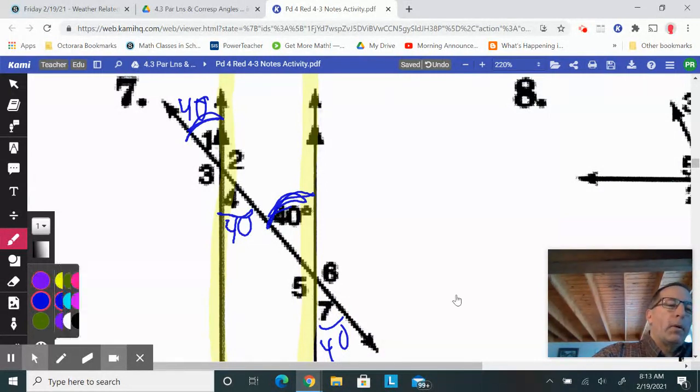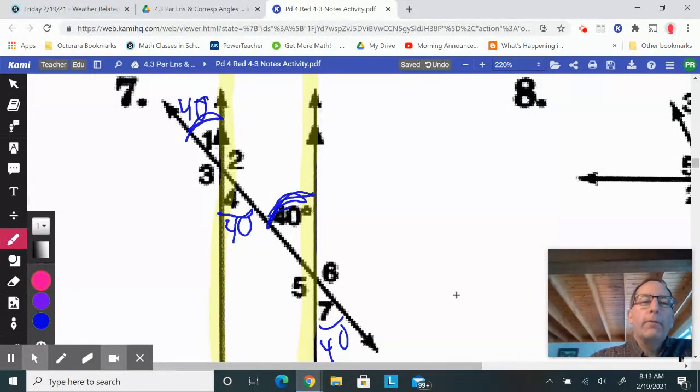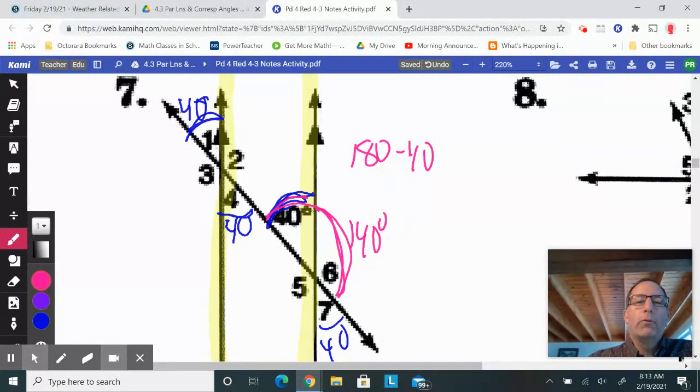And then to finish up our work here, let's go with some pink. So if that's 40 degrees, what's angle 6? Together they make 180. They're supplementary. 180 minus 40 is 140 degrees. So angle 6 is 140. And if angle 6 is 140, so does angle 5 have to be 140. And angle 5 and angle 2 are alternate interior. They've got to be the same. But you might have also noticed angle 2 and angle 6 are corresponding angles. They've got to be the same measure, which they are.